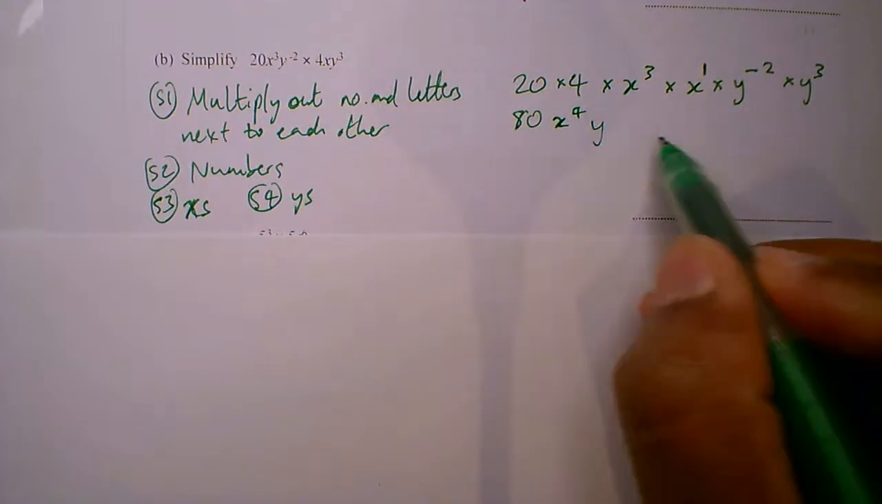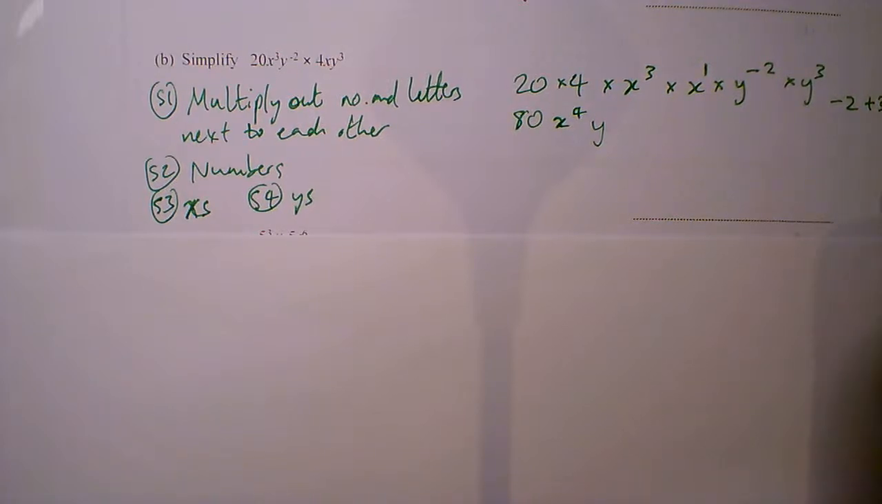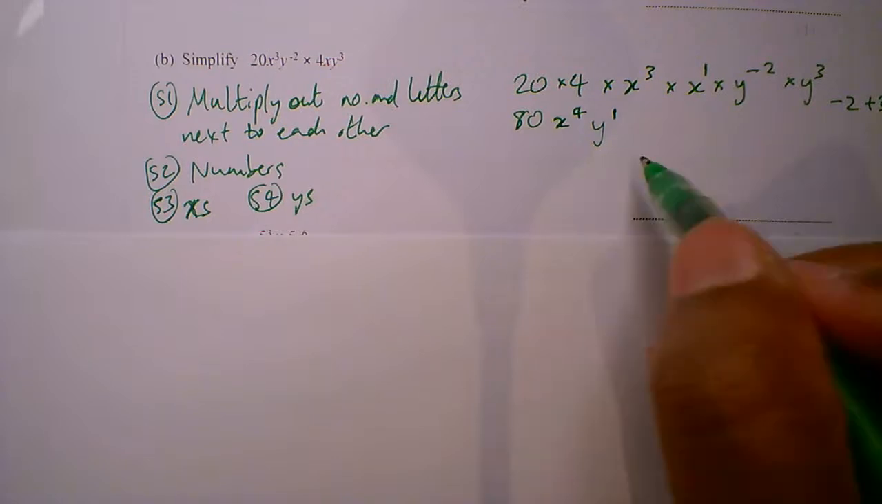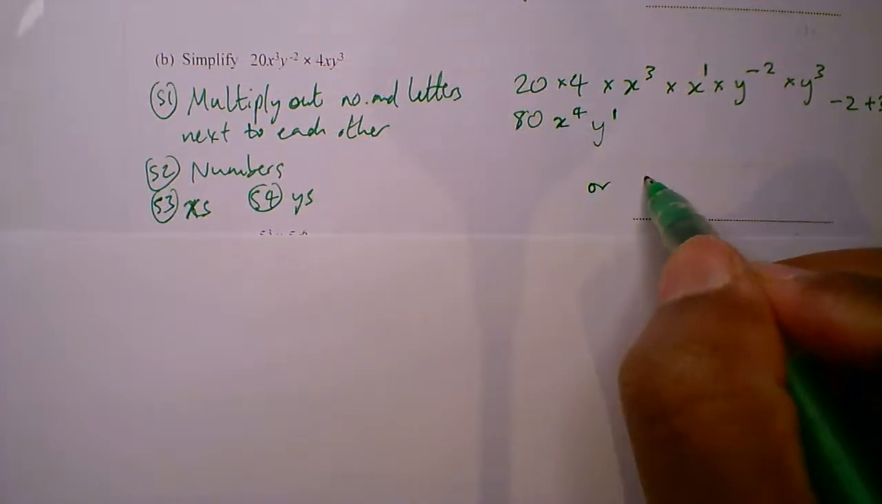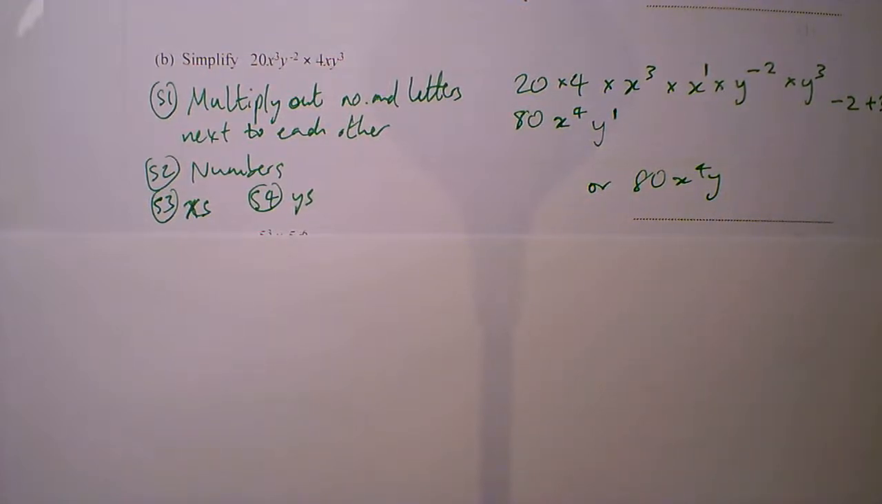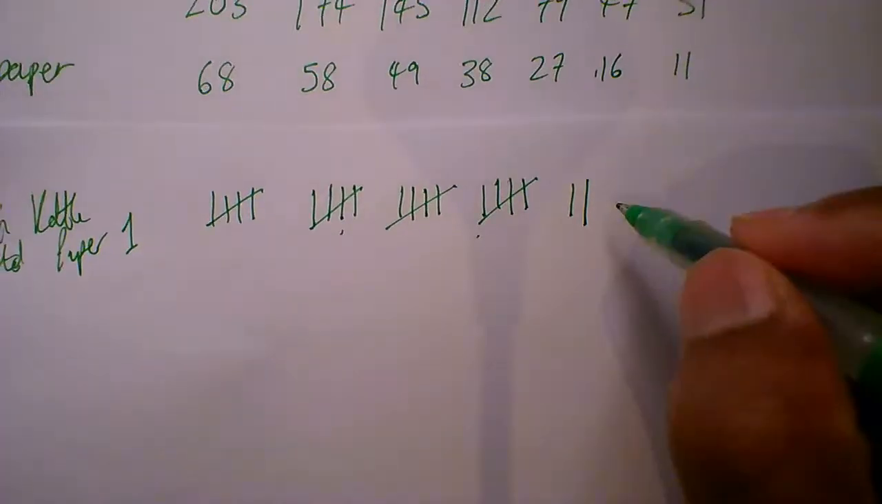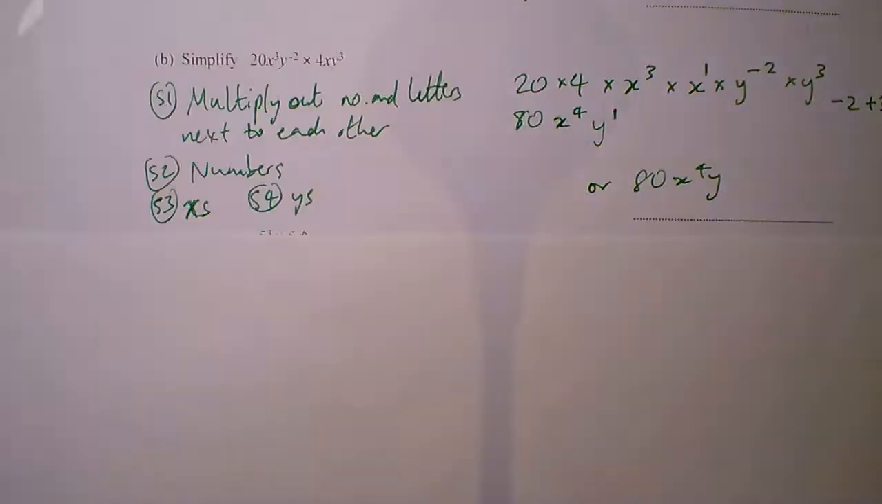Y, now I'm going to write this out, minus 2 plus 3. So I've got my number line 0, minus 2, and I'm adding 3. So I'm going to be on 1. So y to the power 1. So my final answer is 80x to the power 4, y1, or I can also say 80x to the power 4, y. Both of these are correct. So that's another 2 marks. I've banked 2 marks. I'm very close to getting to that grade 5. Let's look at the next question.